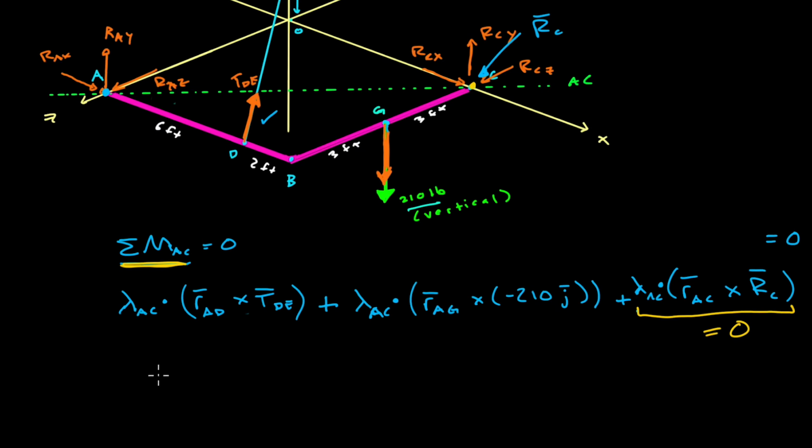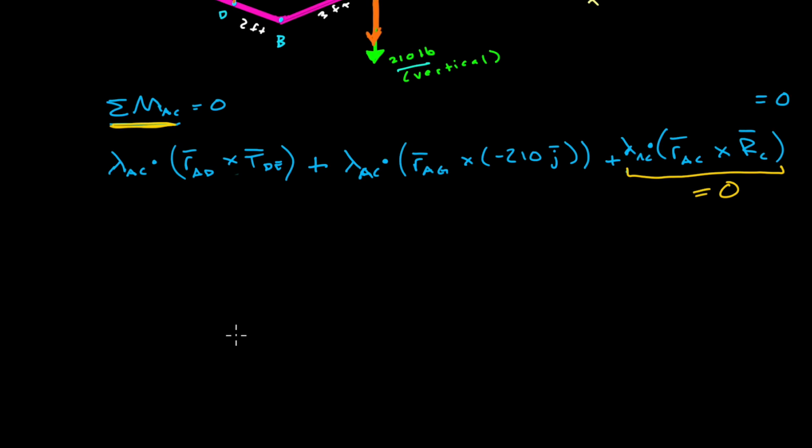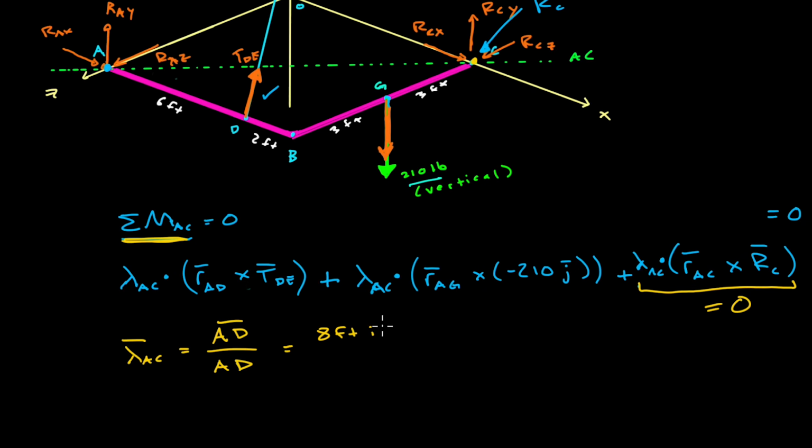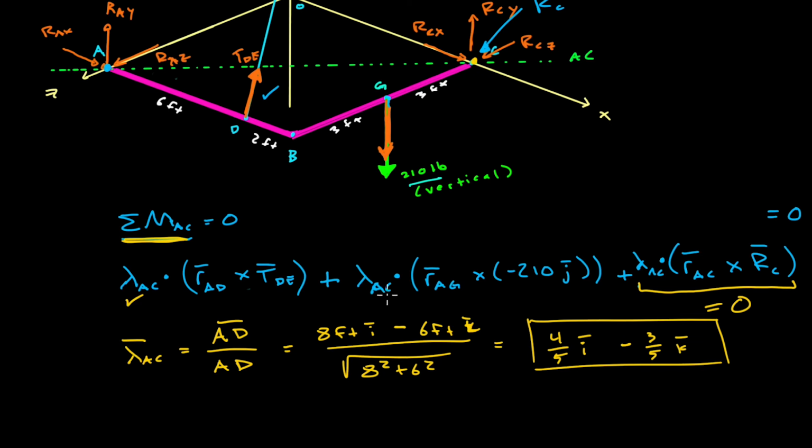Okay, so this equation now becomes the roadmap to solving this problem. A lot of these terms are just going to pull from the given geometry. For instance, lambda AC is just the unit vector along the line AC, which we know how to calculate. That's just the vector AD divided by its magnitude, which we can see is 8 feet in the I direction, minus 6 feet in the K direction, divided by the magnitude. Okay, so that's our unit vector there. We got our lambda AC. RAD is almost trivial. That's just the vector from A to D, which is 6 feet along the I direction. Okay, so we got our RAD.